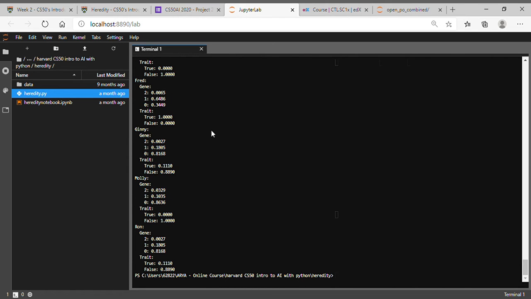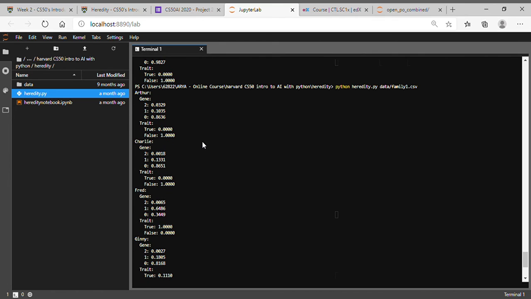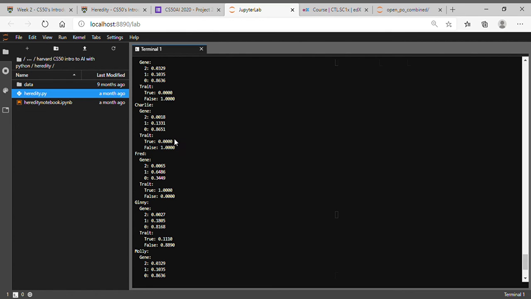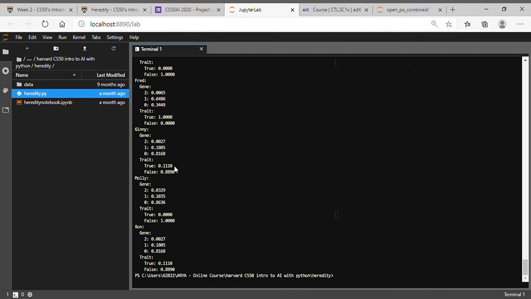Okay, now the second family is a large family, so we have quite a number of persons here, and for each one we are able to determine the probability of having 2 copies of the gene, 1 copy of the gene, or 0 copies of the gene, as well as the probability that they express the trait or don't express the trait. Okay, so that was for family 1. Now let's move to the last family, family 2.